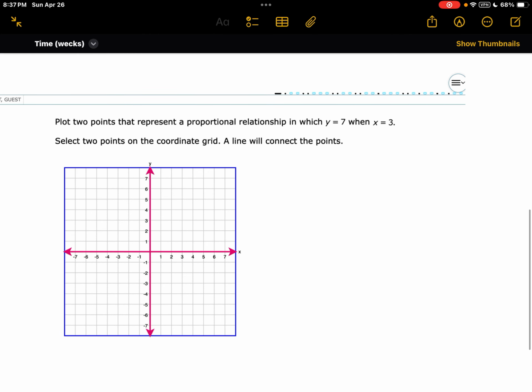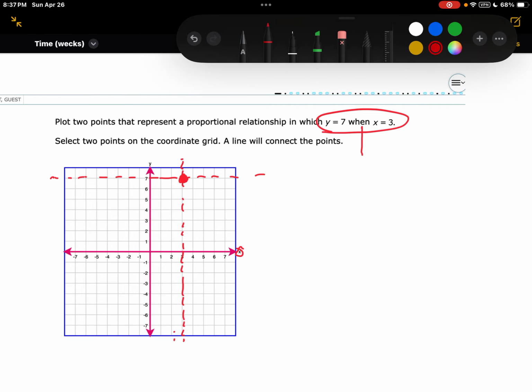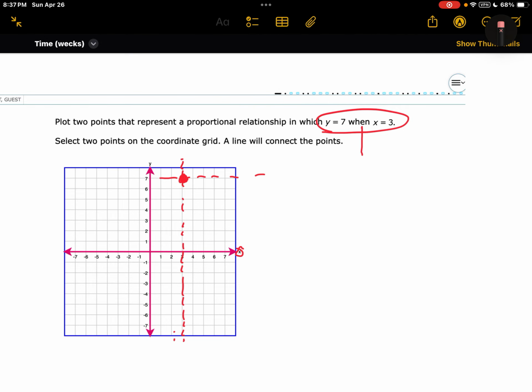Okay, this one's being funny because they're saying, put a dot where the y is 7. Remember, y is 7 all throughout right here. And where x is 3, x is 3 all throughout there. And so obviously I'm going to put a dot where they intersect, right there. And then I'm just going to clean up all these little marks I made really quick.